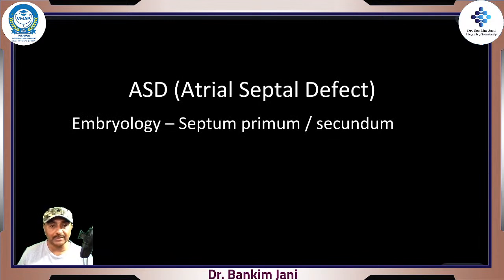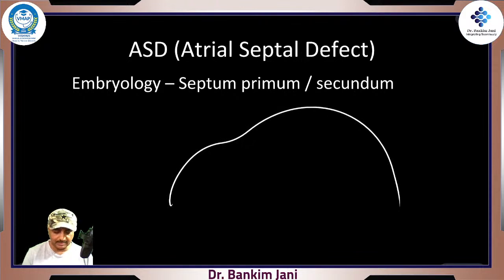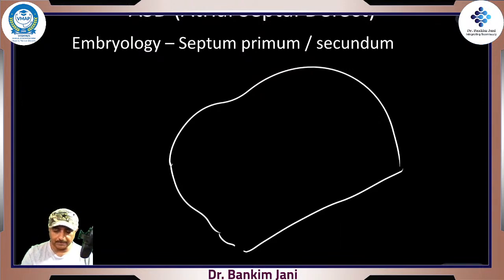So let's start with ASD, atrial septal defect. Now see, in atrial septal defect, let's draw only the atria. Rest, the ventricles, are over there, so right now we are not much interested. It happens like this, that from the top, a septum starts developing.